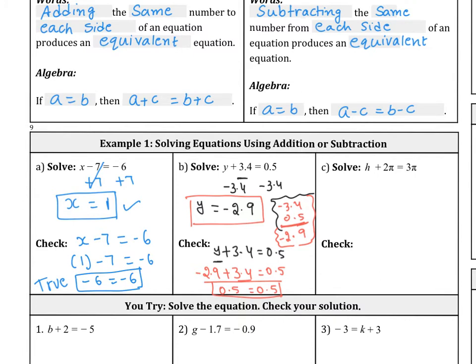Next is letter C. Solve for h. It means you're going to get rid of the 2 pi. So negative 2 pi on both sides. h will be equal to 3 pi minus 2 pi, and that's going to be just pi, and that's going to be your answer. You're going to still check it with your original equation. So original equation is this.